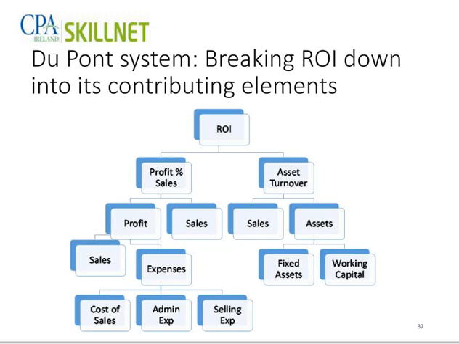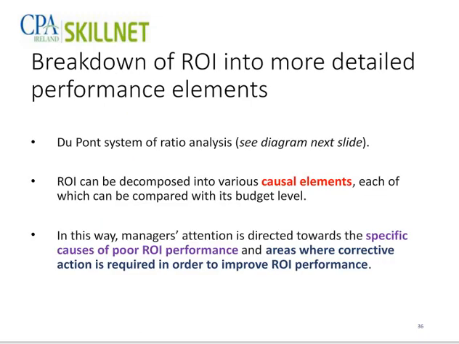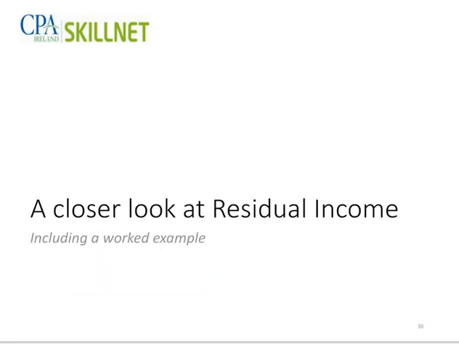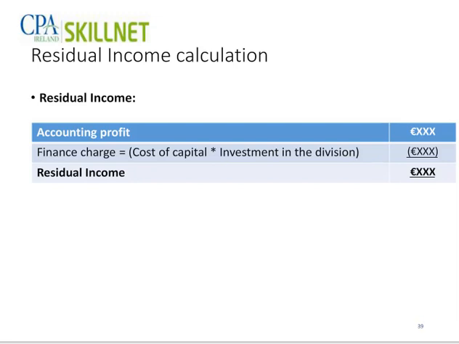We see here ROI being broken down into causal elements. At the most aggregate level, ROI is driven by profit as percentage of sales and asset turnover. Asset turnover is in turn determined by the level of sales, the level of assets. We can distinguish between fixed assets and other assets and so on. So in various ways, the overall ROI performance can be broken down into its detailed causes. So if the ROI has not been up to target, for example, it's possible to identify by means of that analysis areas where corrective action is required in order to achieve the level of performance improvement that is needed.